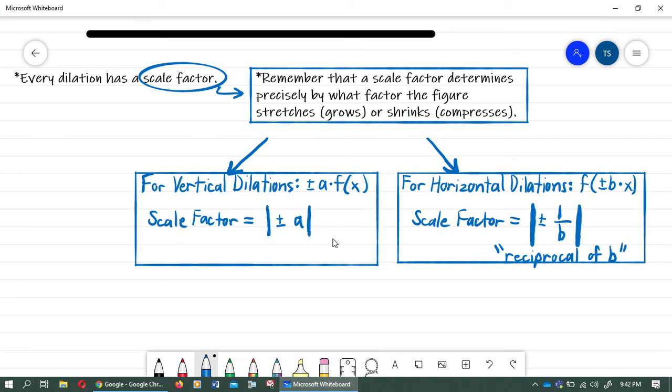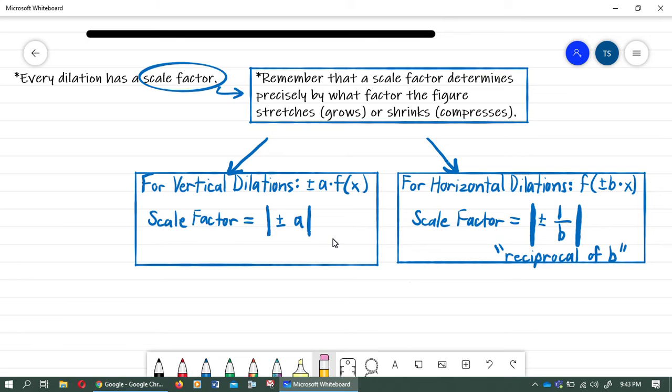What does that mean? Let's say that number was 5. Then the absolute value of 5 is 5. Let's say that number was -5. Then the absolute value of -5 is 5. So whatever that number is on the outside, whether it's positive or negative, the scale factor is going to be the absolute value of that number. I'm going to erase this because we should know how to find the absolute value of a number. If not, pick up a scientific calculator or a graphing calculator and you can find the absolute value. But I'm confident that you guys can do that.